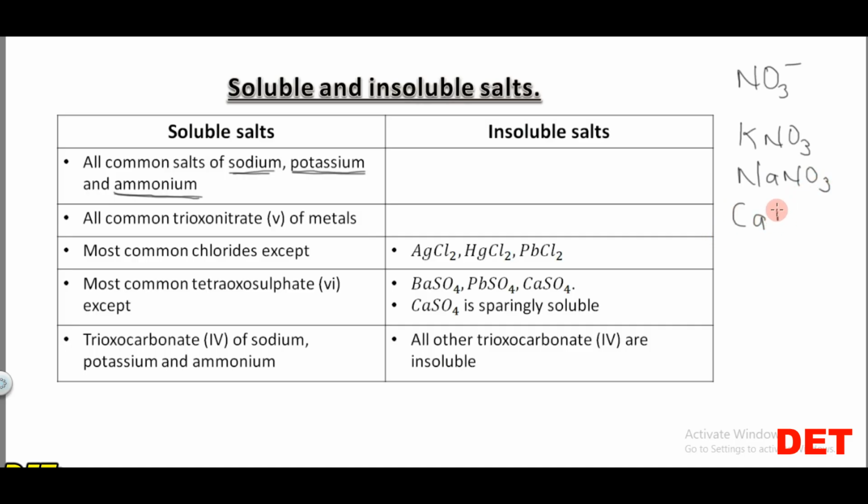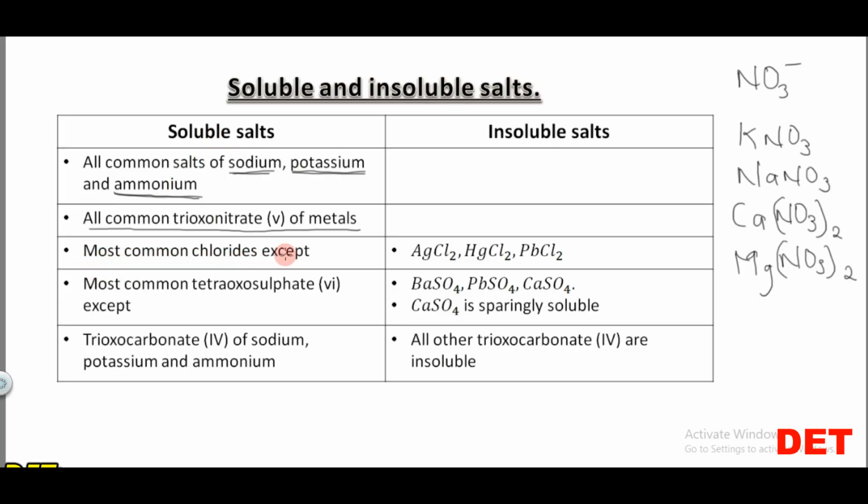Calcium trioxonitrate(V) is an example of a soluble salt. Magnesium trioxonitrate(V) is an example of a soluble salt. So it's very important that you know that all common trioxonitrate(V) salts of metals are soluble salts. Potassium is a metal, sodium is a metal, calcium is a metal, magnesium is a metal. So all common trioxonitrate(V) salts of metals are soluble in water. Very important.